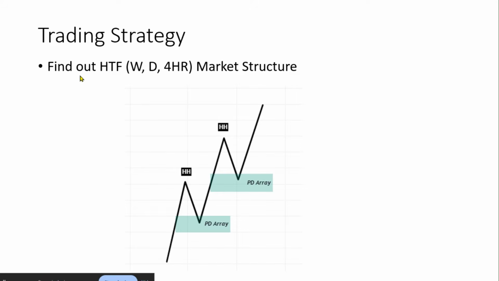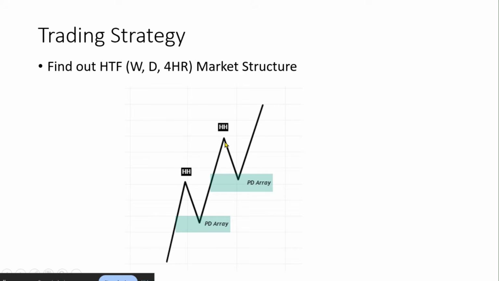So the first thing, of course, you need to find out is the market structure on the higher time frame. On your higher time frame, it can be weekly, daily, or 4 hour. Those are normally the best higher time frames that I like to use whenever I'm looking for trade setups. If a market is bullish, it's making higher high, higher low, higher high, higher low. And when you're making the higher low, that is just a retracement. Most of the time on your higher time frame, when the market is retracing, it's normally retracing to a PDRA or a key level.